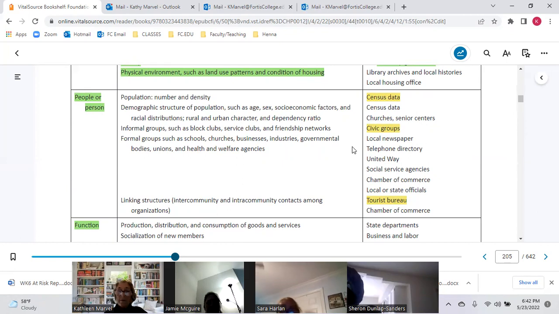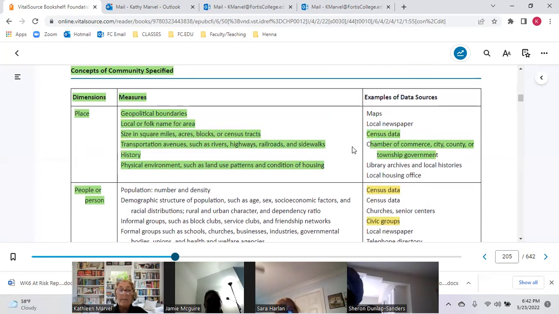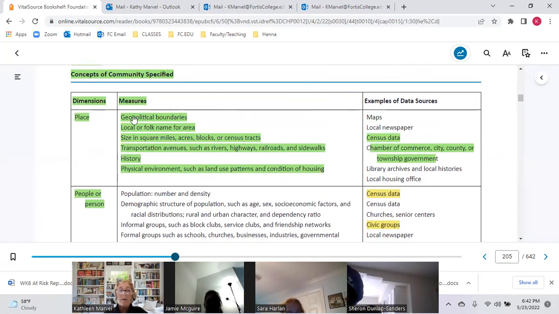If we wanted to look at place, what are we looking at? What are the geopolitical boundaries? Is there a local name for the area? What's the size of it in square miles? Here's where we might get that.